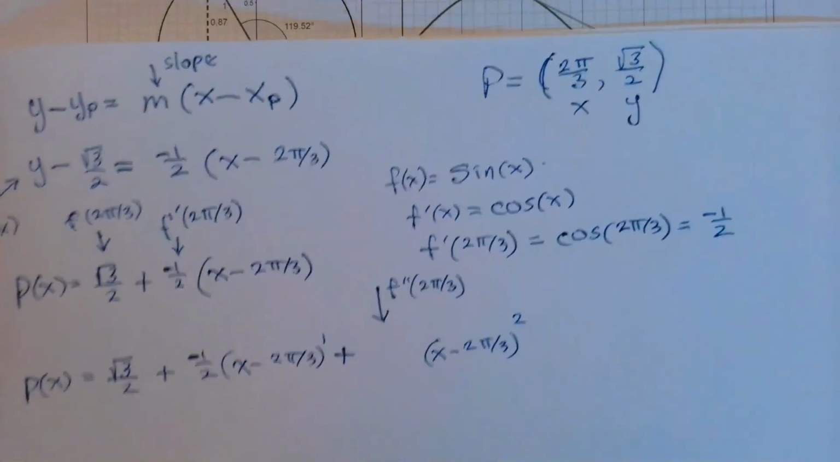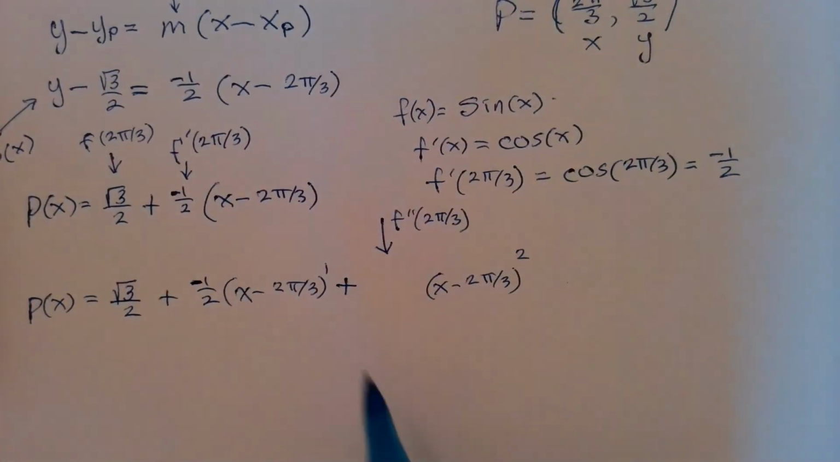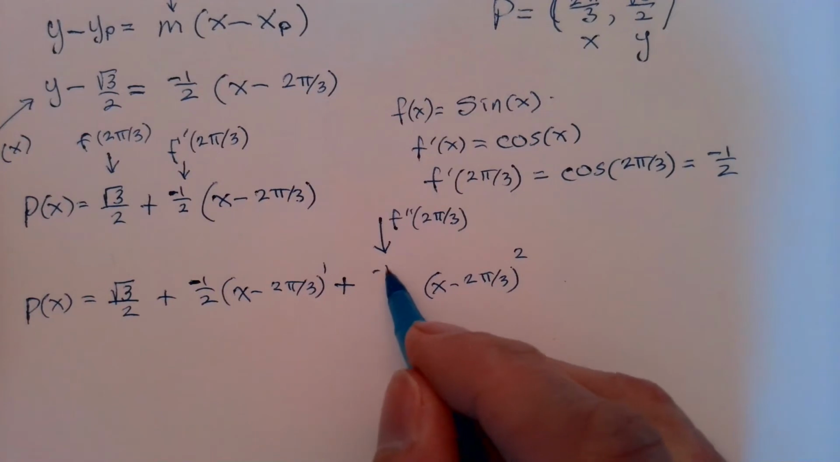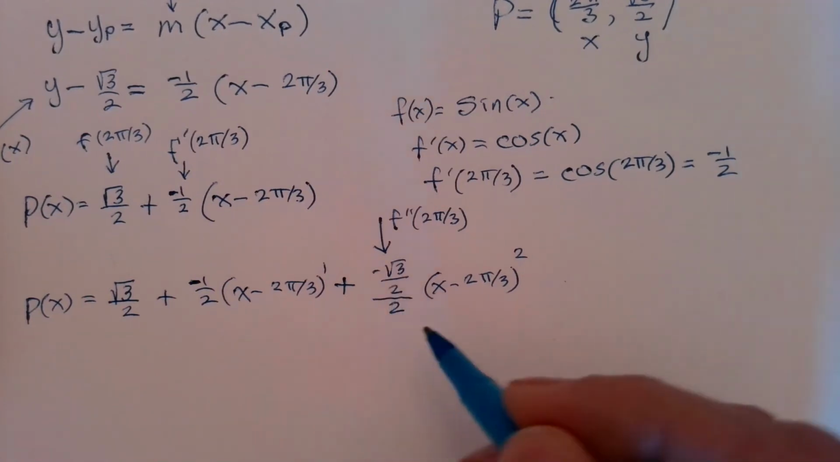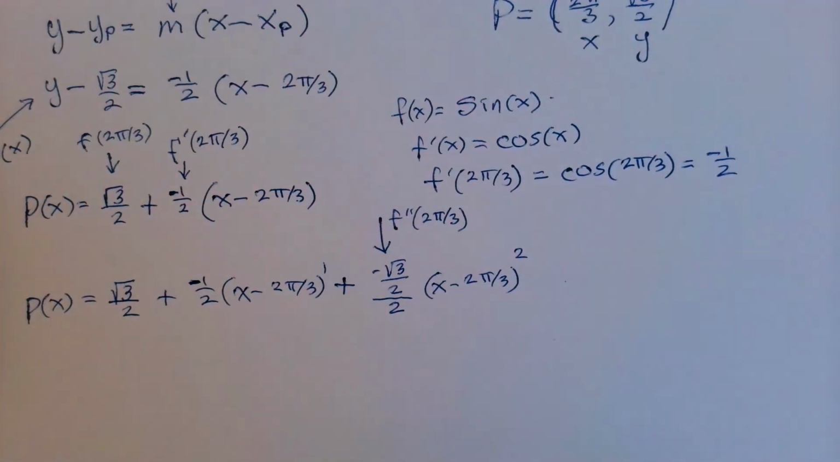So I'm going to take the second derivative, evaluate it at 2 pi over 3, get negative root 3 over 2, and I'm going to divide that by 2. And that was the polynomial you saw on my calculator just a second ago.